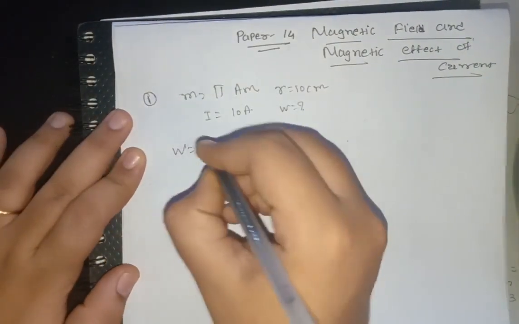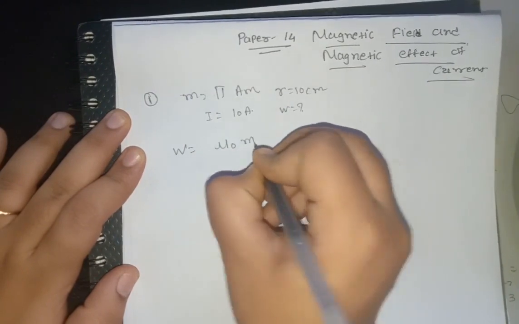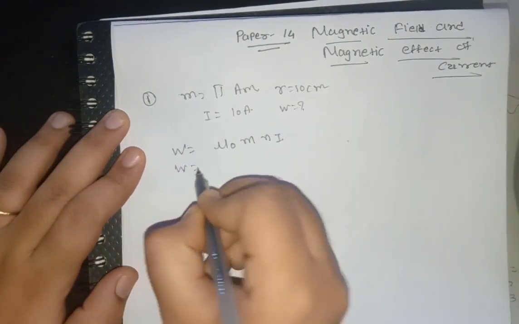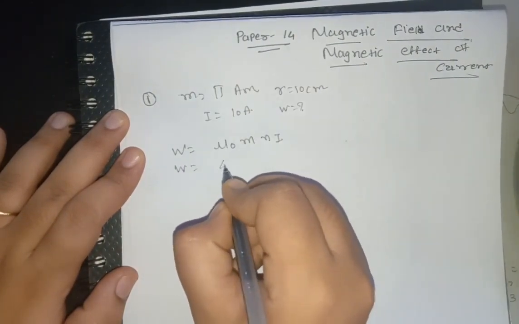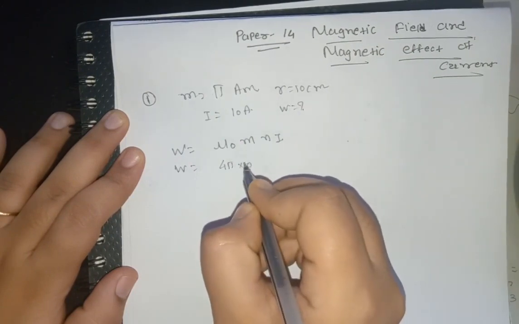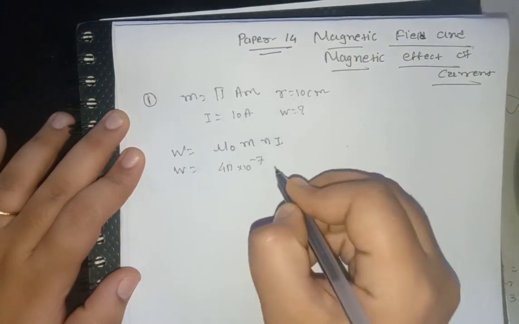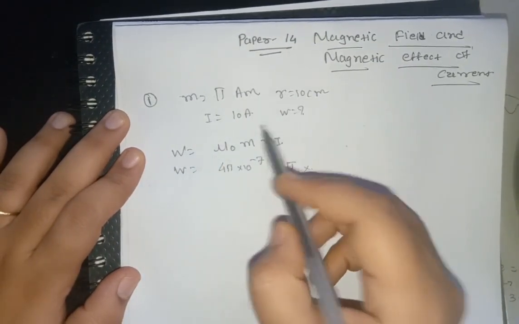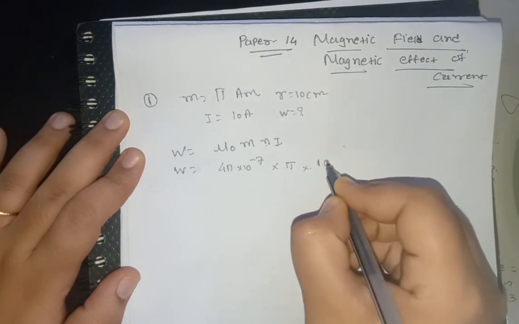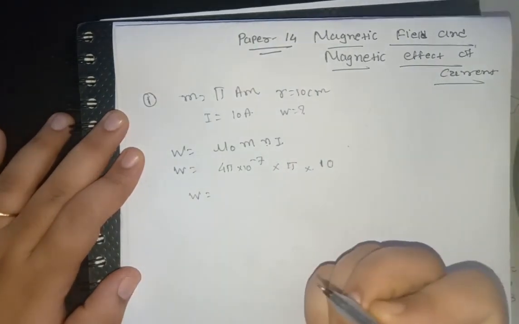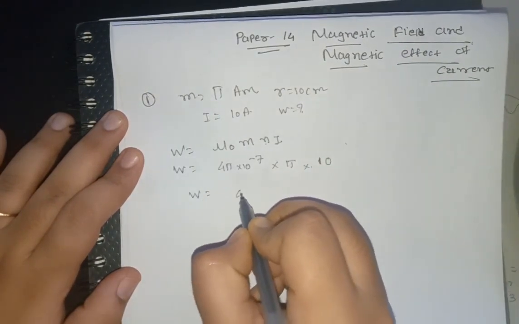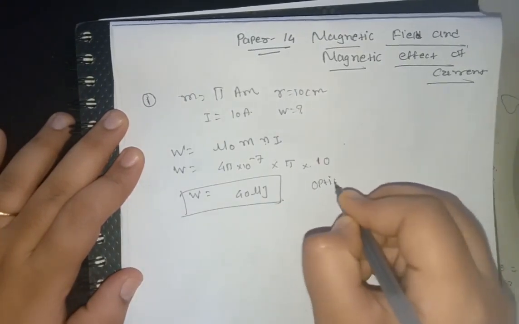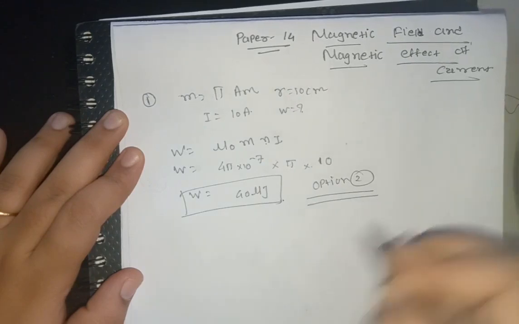The work done is given by the formula mu naught m n I, where n is the number of turns, that will be 1. So work done will be mu naught, which is 4 pi into 10 power minus 7, m is given as pi, n is 1, I is 10 ampere. Simplifying it, we get the answer approximately 40 microjoule. So option 2 is the correct option.